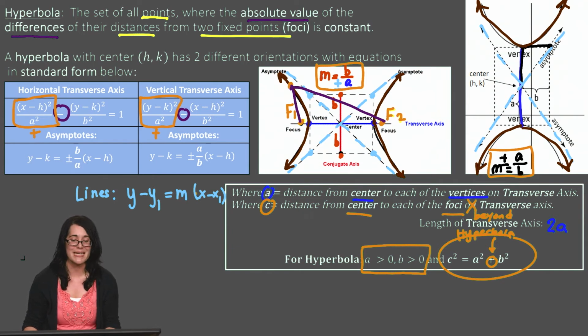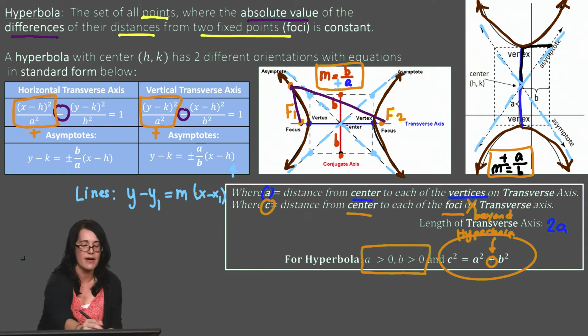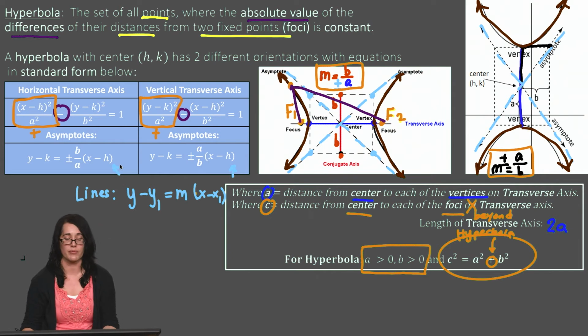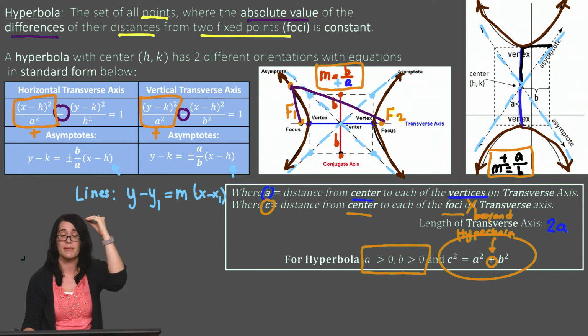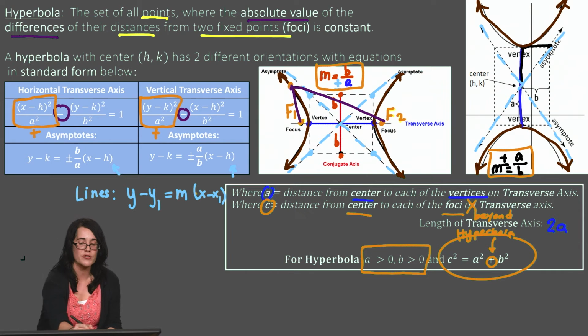So if we were to replace x1 with h and y1 with k, we would have the equations above, right? Notice also that the slope will either be a over b or b over a, depending on if a is going up, because it's a vertical transverse axis, and down, or left and right. If it's going up and down, it's a rise, and if it's going left and right, it's a run. But slope is always your rise over your run.